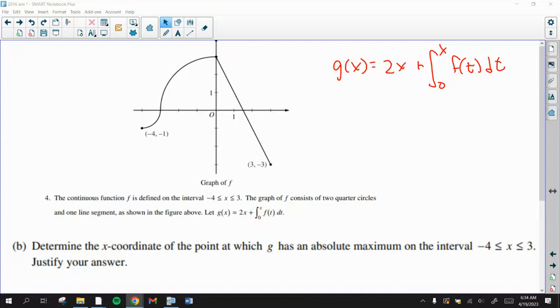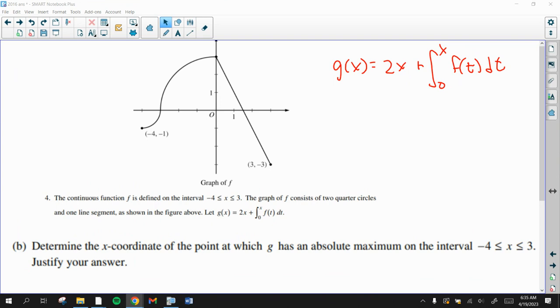Welcome to part B. Here we go. Determine the x-coordinate of the point at which G has an absolute maximum. So for absolute maximum, we're going to use the candidates test. I think there are different ways around this, but I always like to use the candidates test for any absolute extrema. I'm used to it.